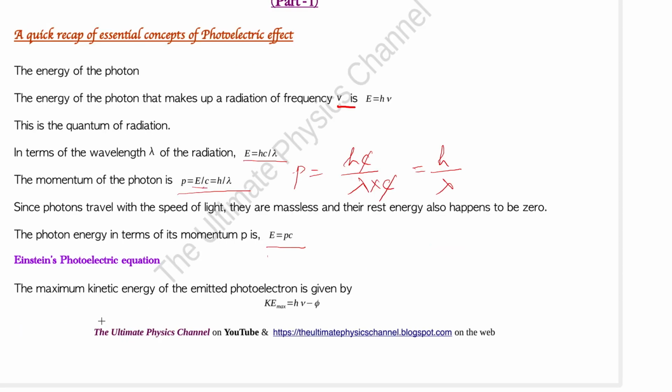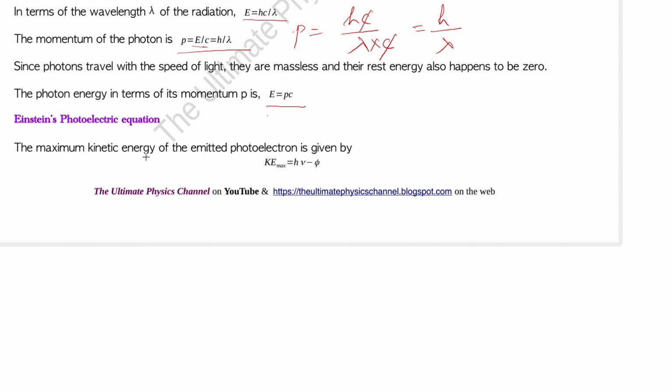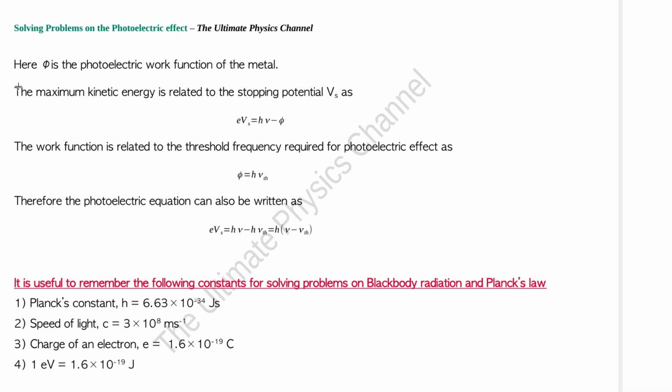Einstein's famous photoelectric equation gives us an expression for the maximum kinetic energy of the emitted photoelectrons in the photoelectric effect. The maximum kinetic energy, that is the maximum energy the photoelectrons can have, is given by KE max equals h nu minus phi. This single expression is called the photoelectric equation. Here, the term phi represents the photoelectric work function of the metal.